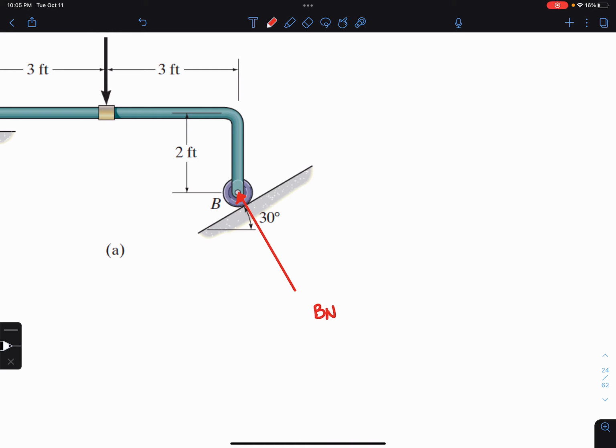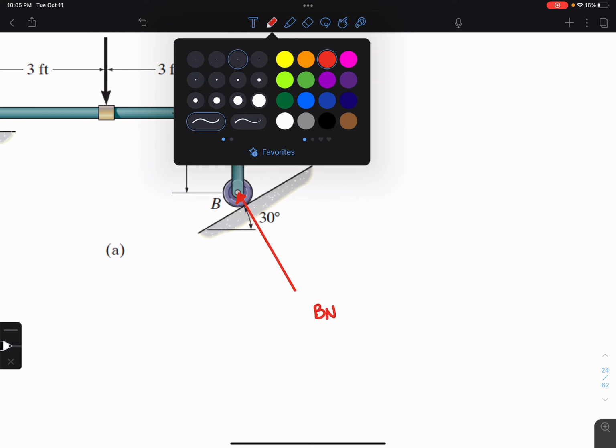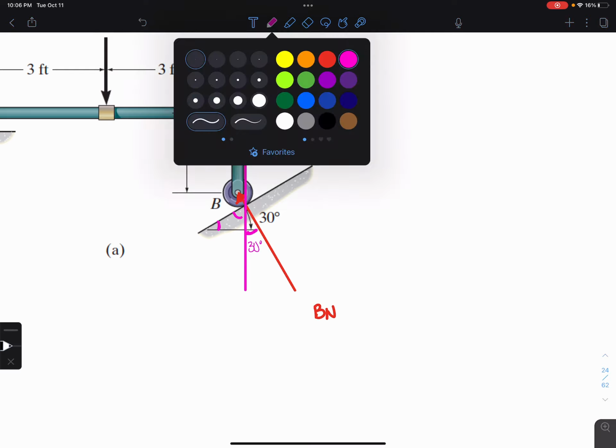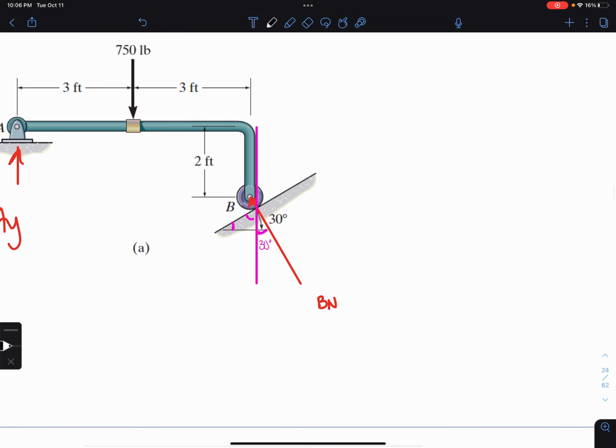The normal reaction at B. You can easily go through the geometry of this here and see that if this is 30 degrees, that means this is 60 degrees, which means this is also 30 degrees. This will help you split BN up into those components there.